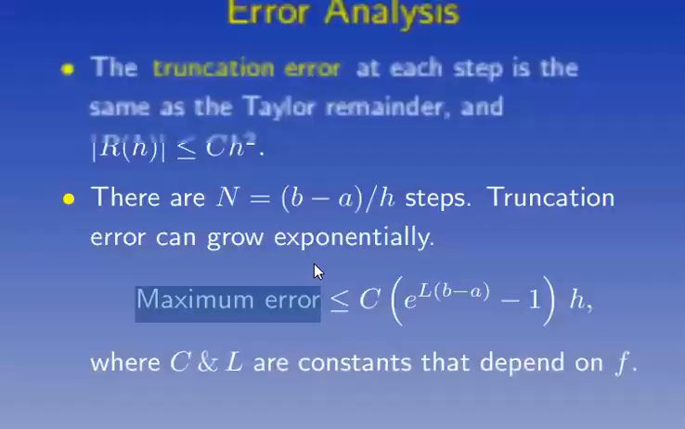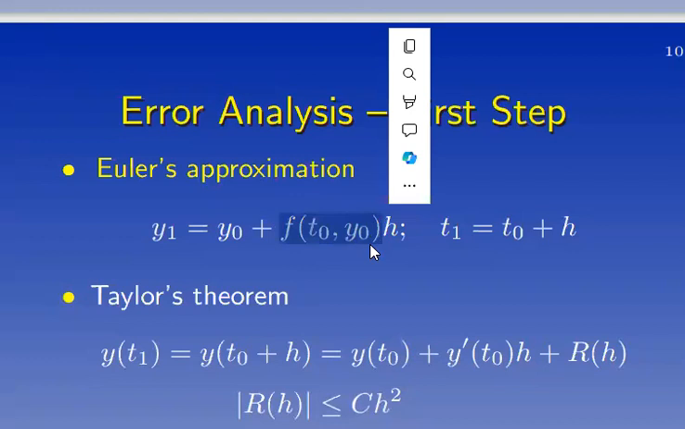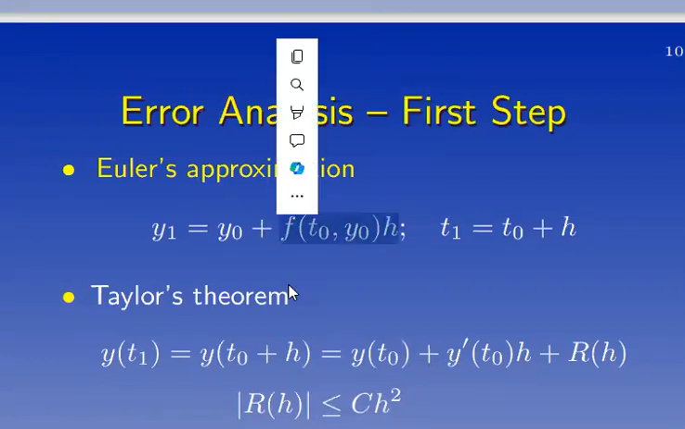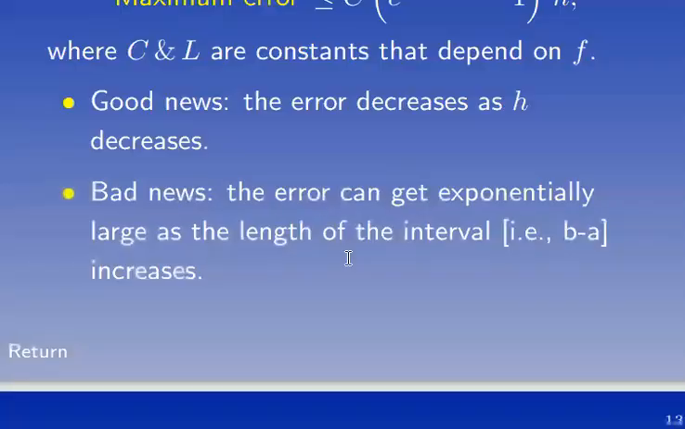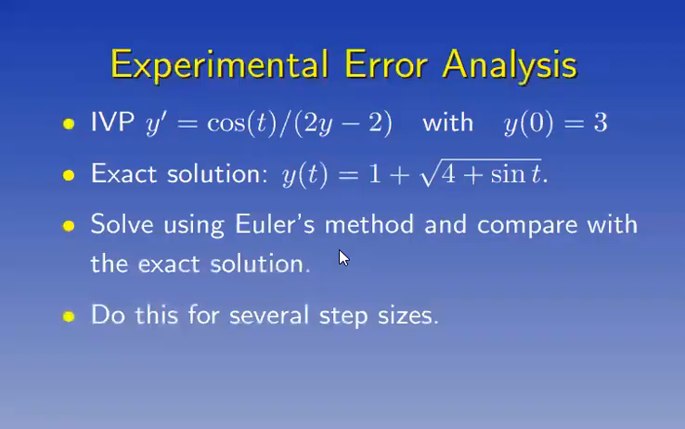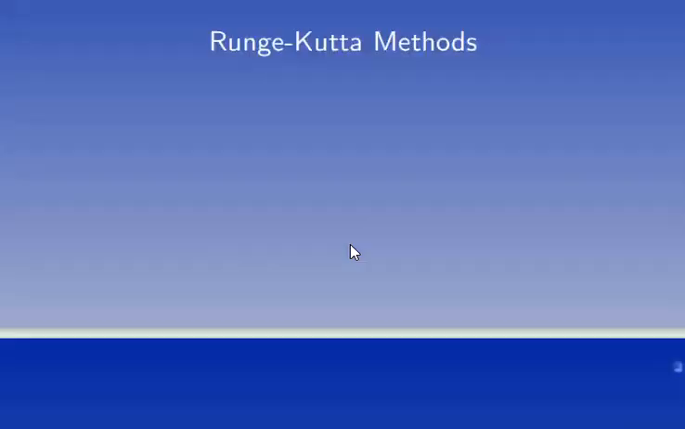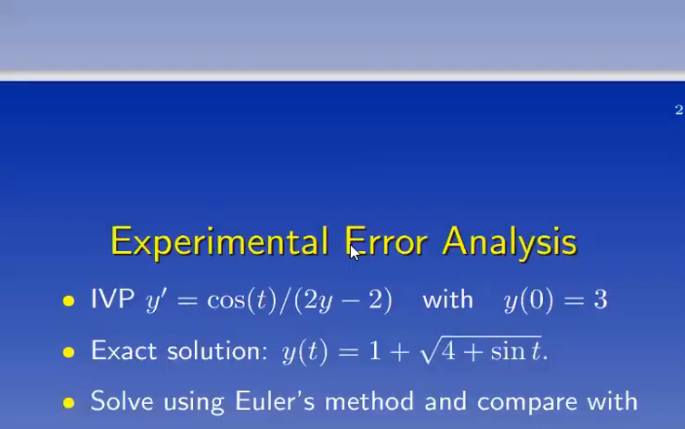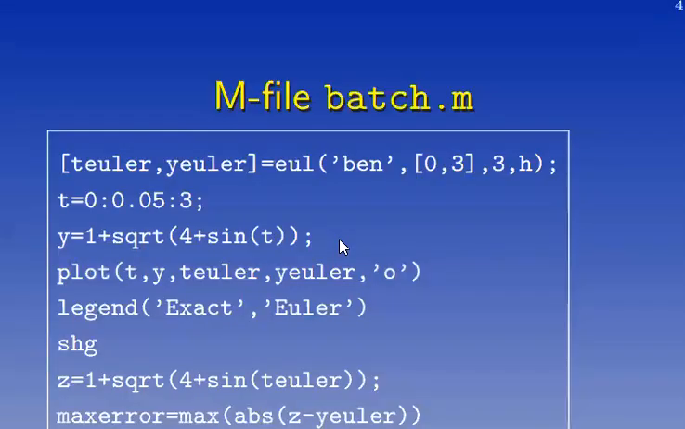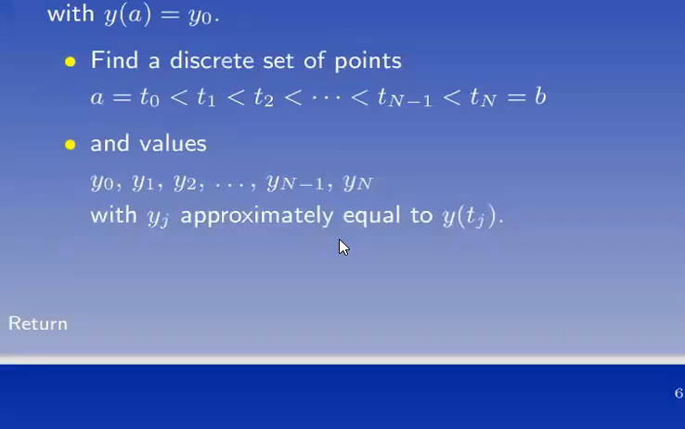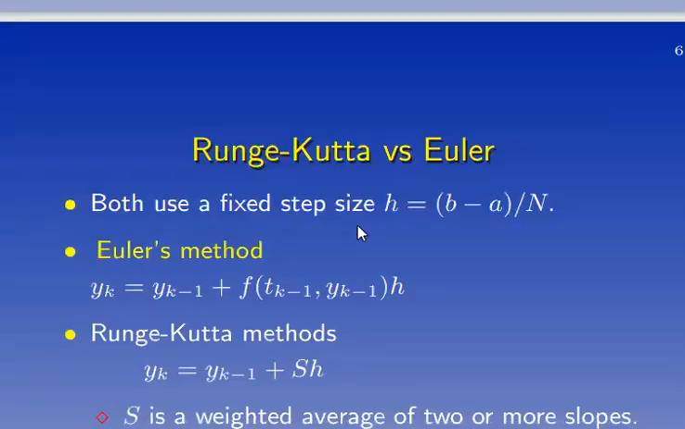Now we fine-tune. Euler's method uses only one slope. Now we add many slopes, right? So the next method is Runge-Kutta. Second order, let's discuss the second order method. They use two slopes to compute the approximations.